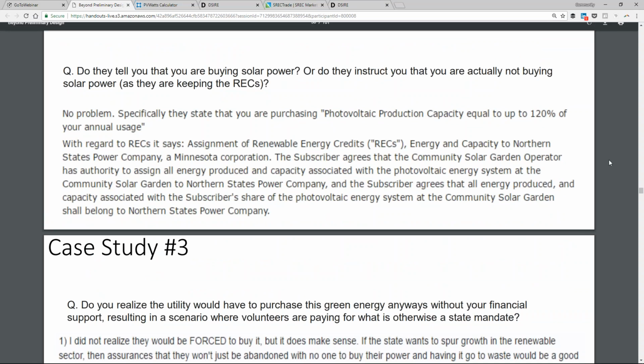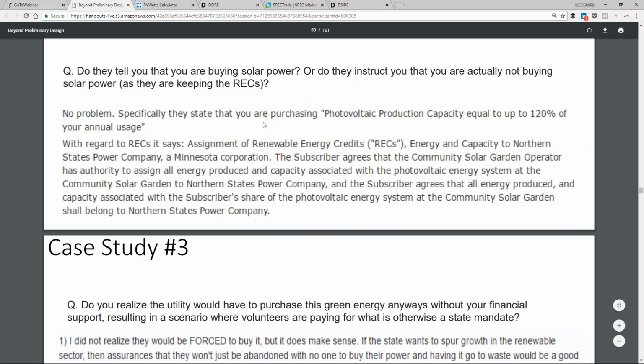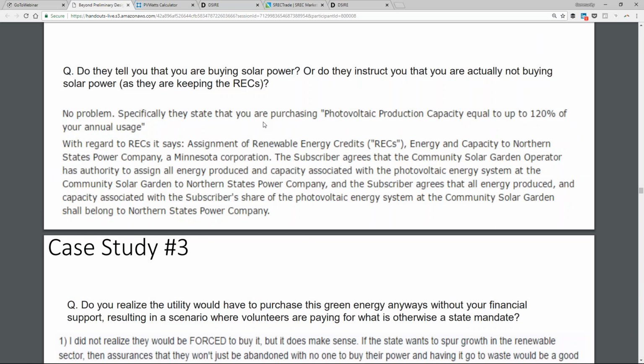So I asked him again, and he said, well, actually, the contract states all of the RECs are assigned to the power company. And the subscriber agrees that the community solar garden operator has the ability to assign all of the mineral rights, all of the environmental attributes of the array to a third party, and that all of the energy produced and associated with the subscriber share are going to belong to that third party. So that's kind of interesting that legally the community solar participant is not allowed to claim that they're solar powered because that solar environmental attribute is being monetized by a third party.